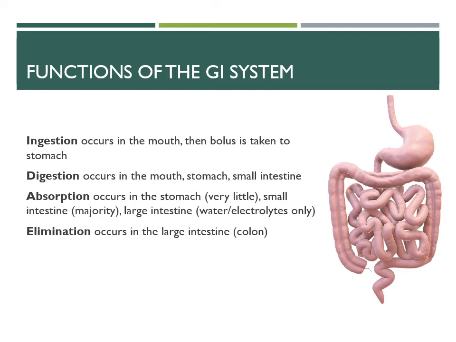Okay, so now elimination. Well, the large intestine is responsible for that. Elimination and storage of stool is really the large intestine. Okay, so try and separate the different parts of the GI system by what their main function is. And it's all about getting nutrients and water into the bloodstream.